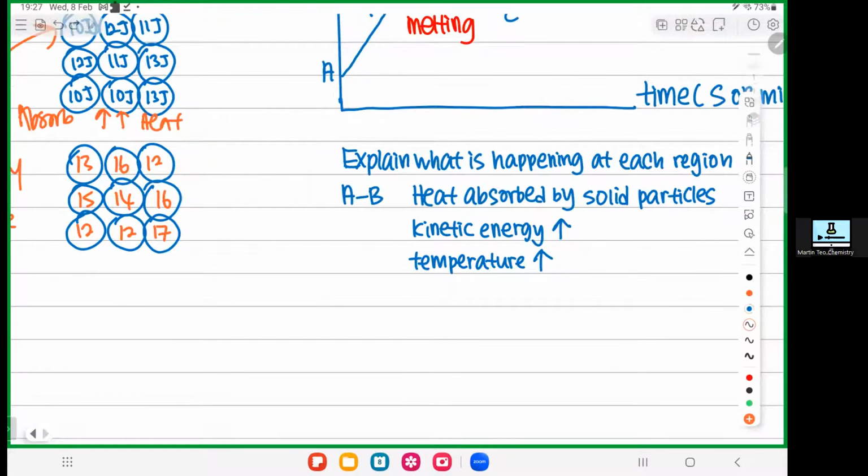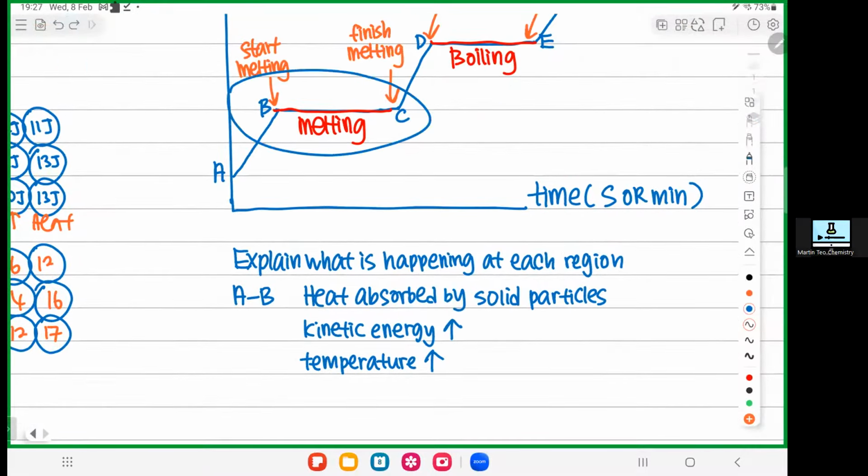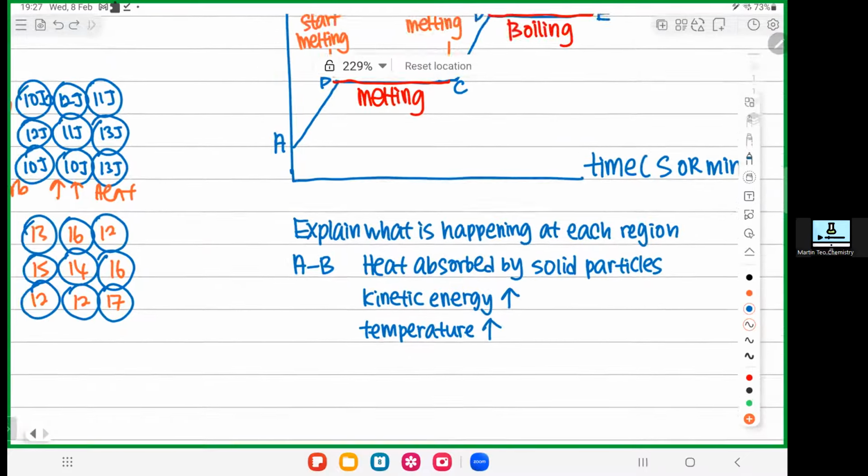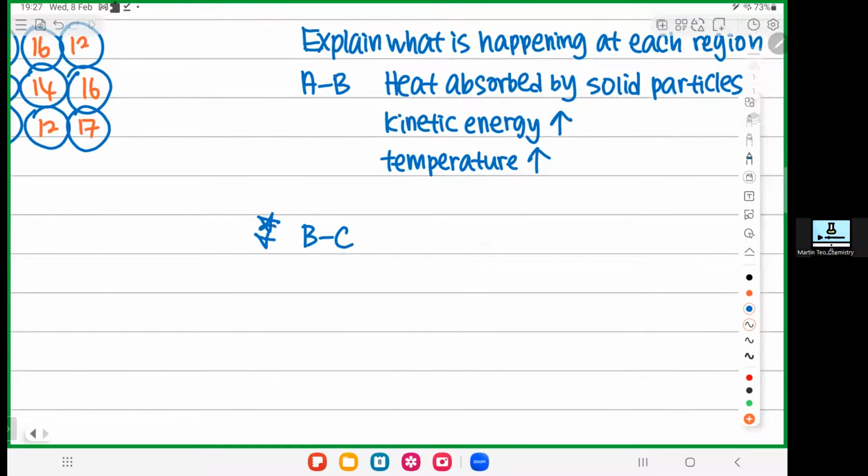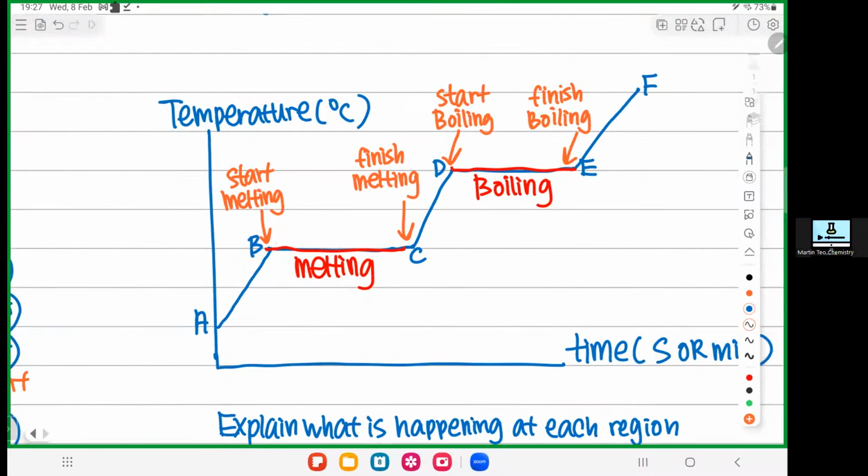So now, B to C is where the whole thing becomes complicated. And this is where they love to ask the question. I put 5 stars because it's so important. In exam, they always love to ask about this horizontal line. They seldom ask about the line that goes up. They always ask about the horizontal line, okay?